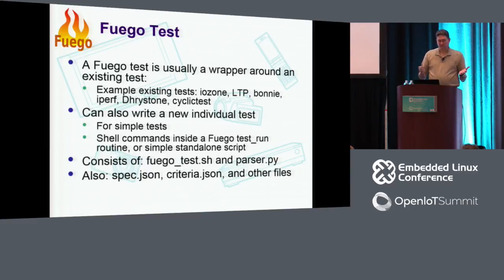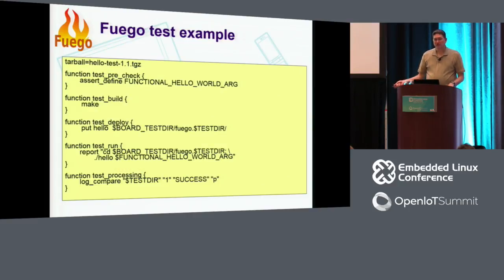And then a test consists of, like I said, this fuego_test.sh and parser.py, and then there's a bunch of other files that you may get into writing as you start to customize the test. This is Hello World in Fuego land. It's very, very simple. We specify the tarball where you get the Hello World program from. You can also have a Git reference there. You do a pre-check to make sure that there's a variable defined. The pre-check function is where you would check for dependencies, and there's a whole bunch of helper routines for checking different dependencies, whether you need to be root, if you have certain kernel configs, that type of thing. This one is checking to make sure that this variable is defined.